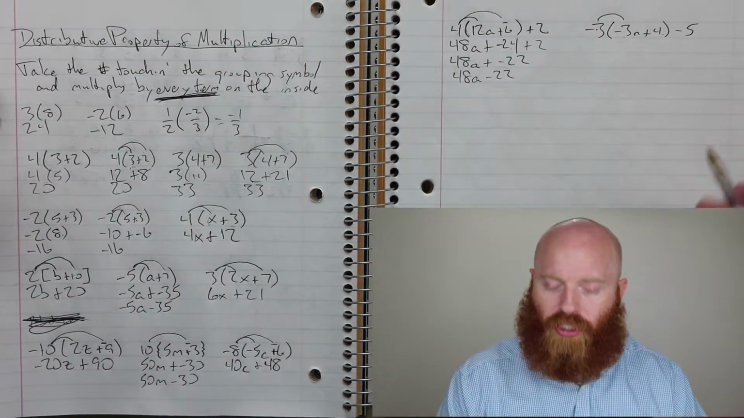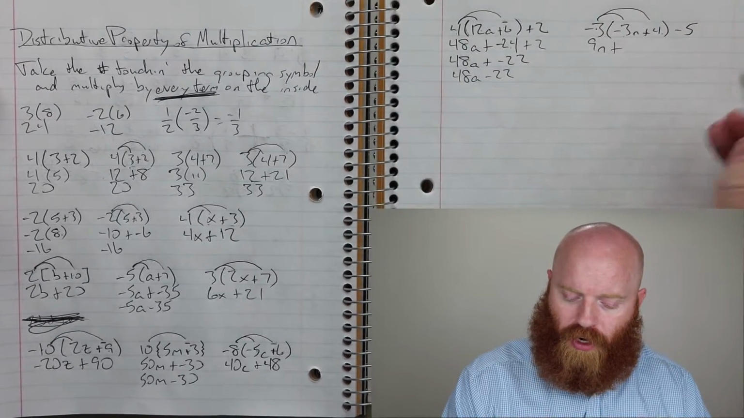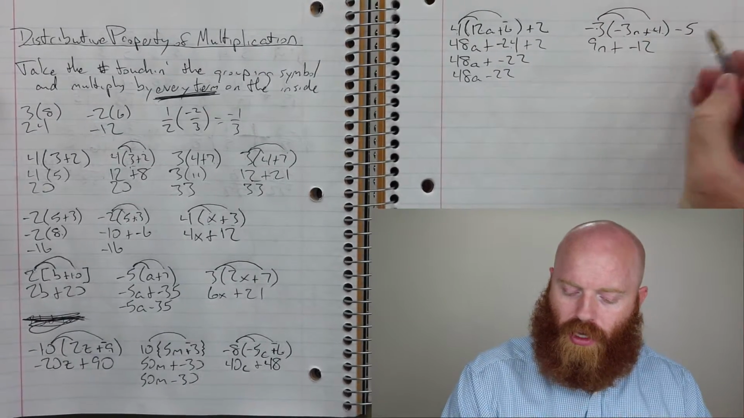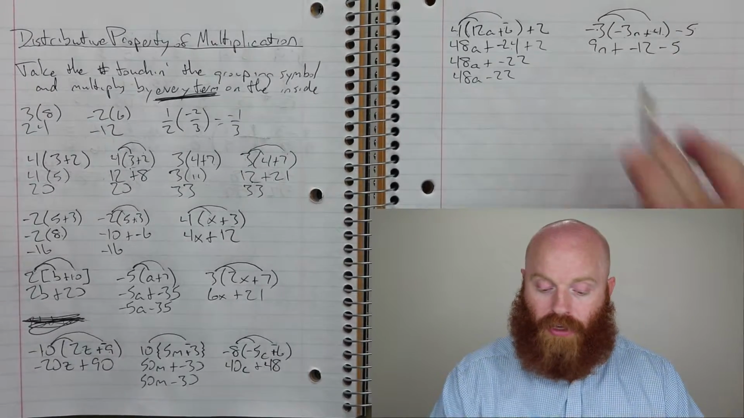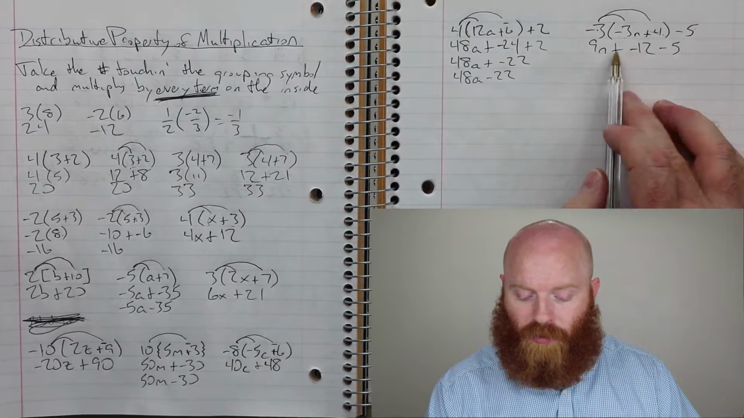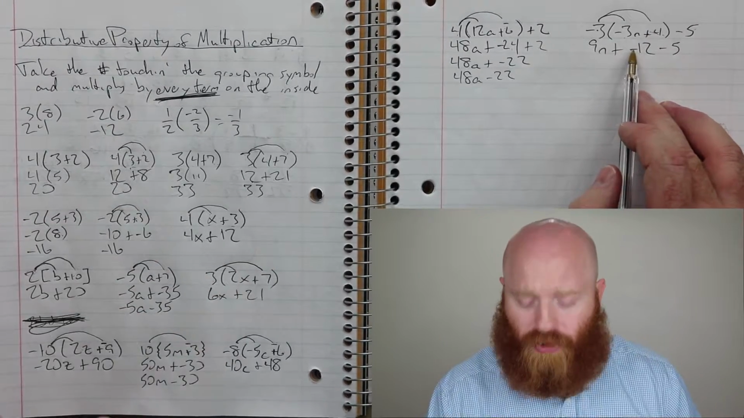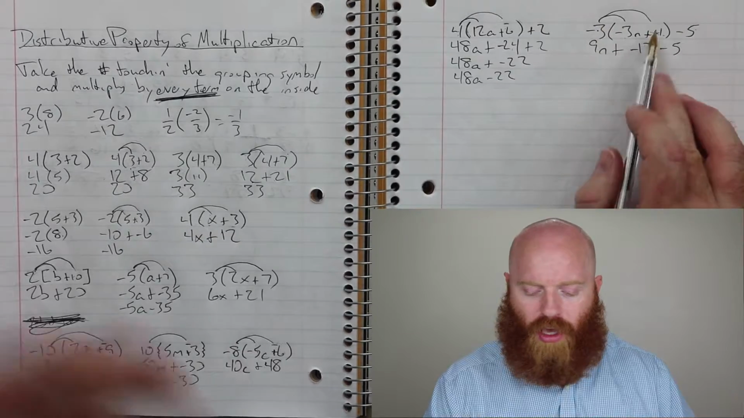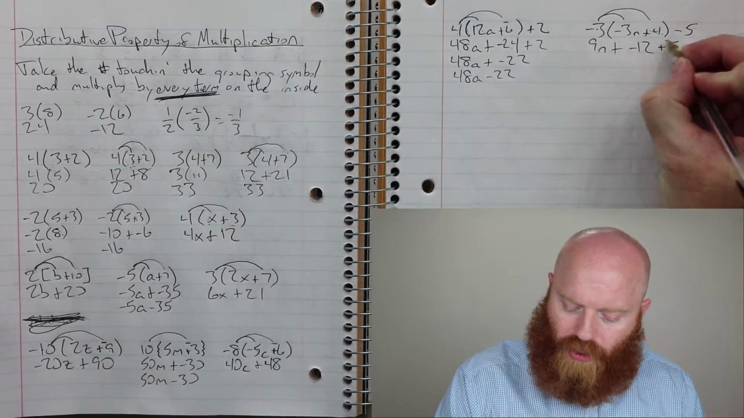Negative 3 times negative 3n is positive 9n. Bring down a plus, always bring down a plus. Negative 3 times 4 is negative 12, and then bring down this minus 5. When you're done, you've got to subtract 5. And this is nice because I've already got the plus and negative. If I'd brought down a subtraction, I'd have to do plus and negative anyway. You might botch it with this negative and make an error, but I already got plus negative.